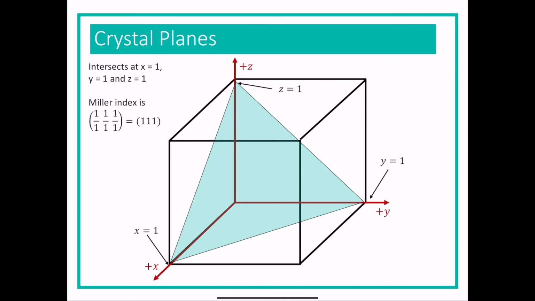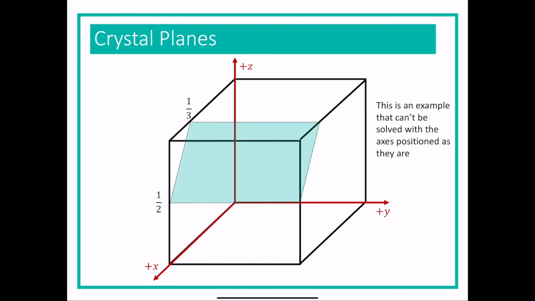Those are the three simple planes. Those are the ones that actually are used frequently. There are others. We could have a plane that just sliced through and happened to intersect at these two really odd points. And we can't solve this the way the axes are put because none of the axes actually intersect with this. So we have to actually move the axes to figure out what the value of this plane is.